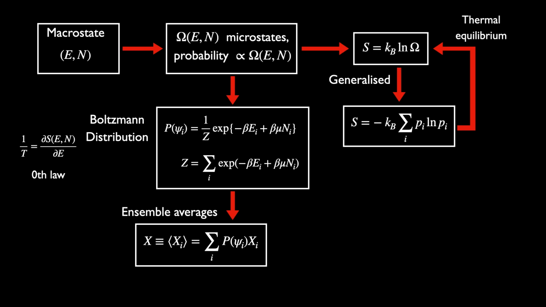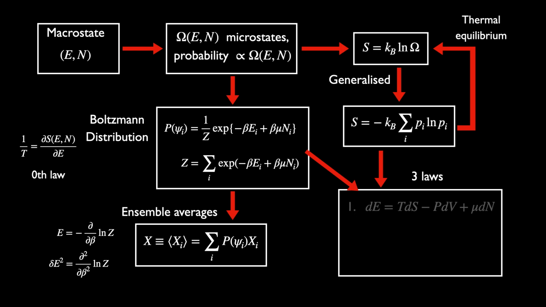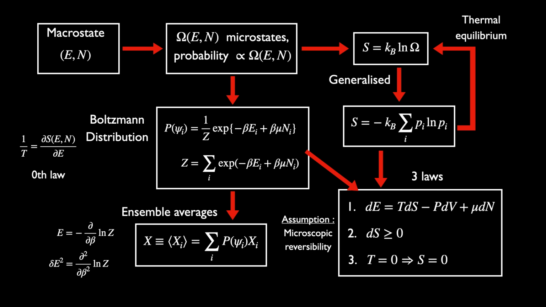Further applications of the Boltzmann distribution allow us to calculate ensemble averages, such as average energy and its higher fluctuations. Finally, combining the powers of both the Gibbs entropy and Boltzmann distribution, we prove the three laws of thermodynamics with only the added assumption of microscopic reversibility for the second law. Therefore, the microscopic foundation of thermodynamics is established through statistical mechanics.